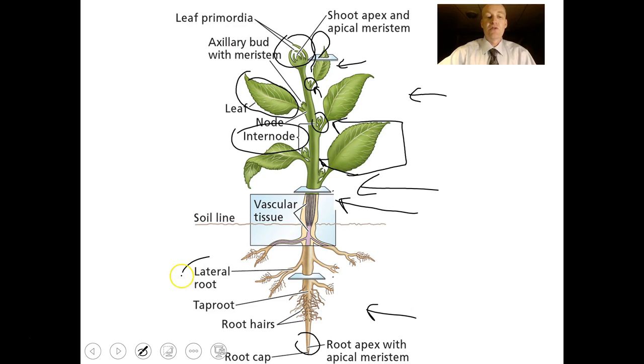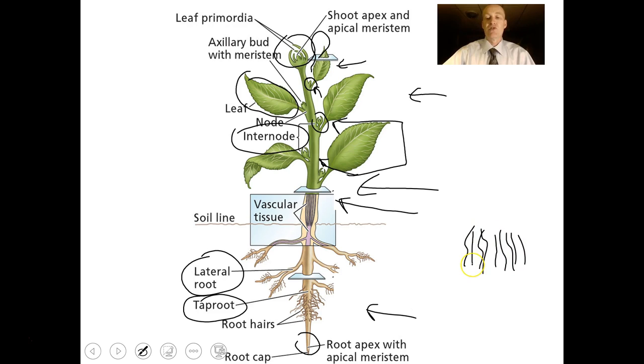And if we look down here at the roots, we're going to see that there are lateral roots, and then there's a main tap root oftentimes. There are different kinds of roots. Some vascular plants don't have tap roots. They just have lots of fibrous roots that come out of the stem.